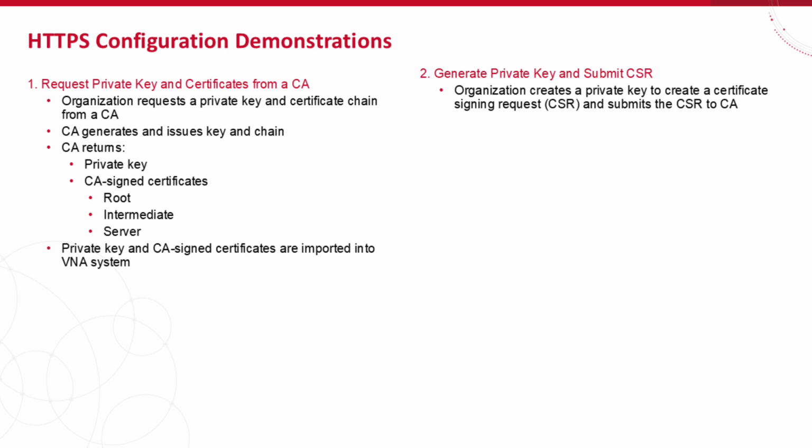The CSR contains the private key generated by the organization, and the CSR is sent to a CA to request CA signed certificates. When the CA receives the CSR, the CA uses the private key generated by the organization to create and sign the certificate chain, and the chain is returned to the organization.